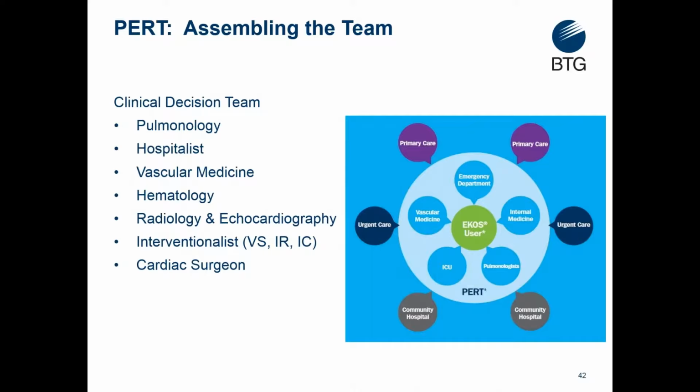So the clinical decision team, this is a quick list: pulmonology, hospitalists, vascular medicine, hematology, radiology, echo, interventionalist, and then surgeon. It's unusual, I say, for a vascular surgeon, which I apologize for being, I say I commit surgery when I have to, but it's unusual for a vascular surgeon to be the champion of this team. But in our institution, that's kind of how it landed. That's how it made sense. And now, of course, we have pulmonology and hospitalists and the others on our team.